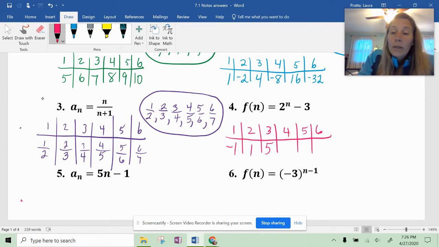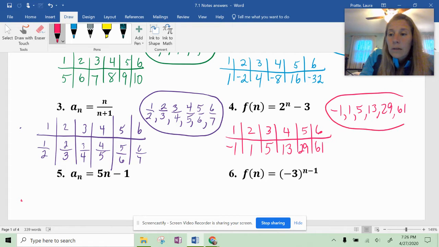2 to the fourth power is 16. 16 minus 3 is 13. 2 to the fifth power is 32. Minus 3 is 29. 2 to the sixth power is 64. Minus 3 is 61. So our first 6 terms of the sequence would be negative 1, positive 1, 5, 13, 29, and 61.